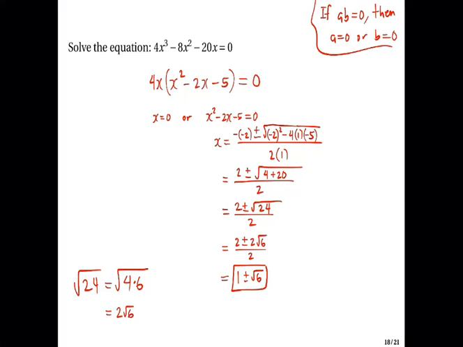Therefore, by the way, this is not the final answer. The final answer includes the 0. Okay? So we also box this. So 3 possible solutions are x equals 0, x equals 1 plus square root of 6, and x equals 1 minus square root of 6. Those 3 numbers will solve this equation.